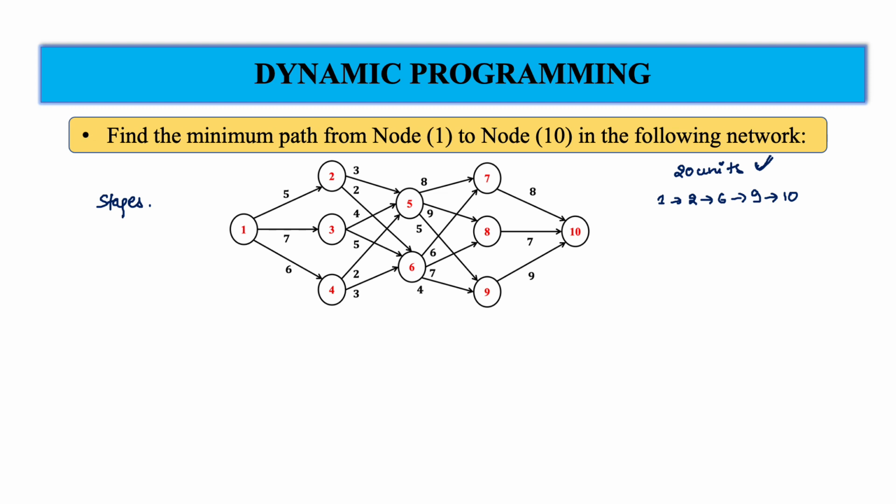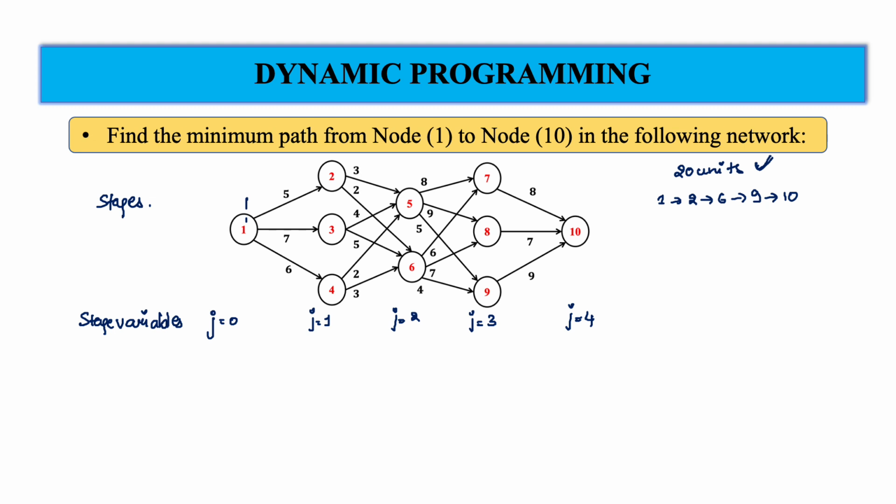Before that, we should define some terms or variables. First we have the stage variable, and we denote it by j. So these are the stage variables. The first stage we call 0, this stage we call 1, this stage is 2, this is the third stage, and this is our fourth stage.